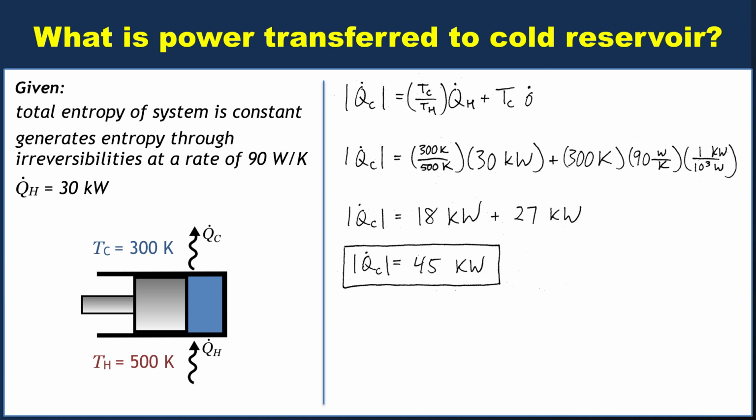So actually what we've figured out is that you have to transfer 45 kilowatts into the cold reservoir in order to maintain a constant system entropy. If you didn't do that, if you had a different value of Q dot C, then your entropy would change. And obviously if you're trying to restrict it so that the entropy of the system is constant, that would be a problem.